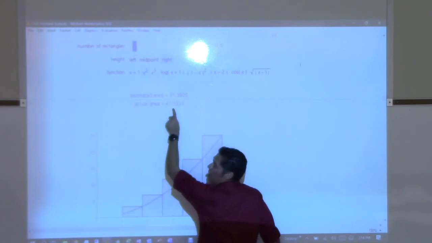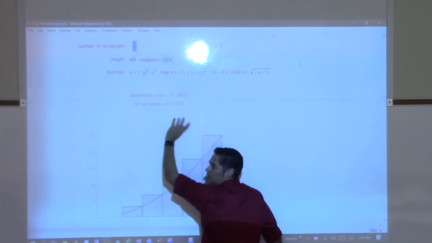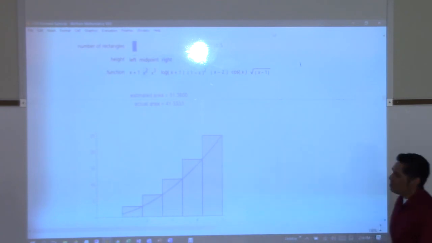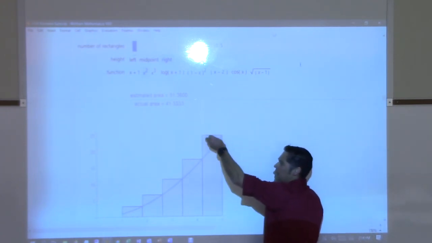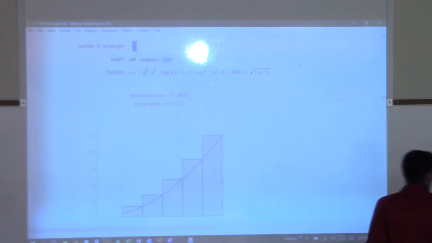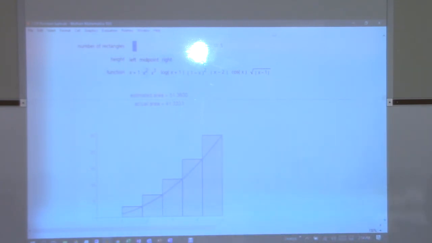Now this is the true area, 41.33. Don't ask where that came from yet, but we're off, aren't we? We're too much. And you can see we're overestimating here, here, here, here, here. Lots of error. But if we add more rectangles, just like the Chinese, right?